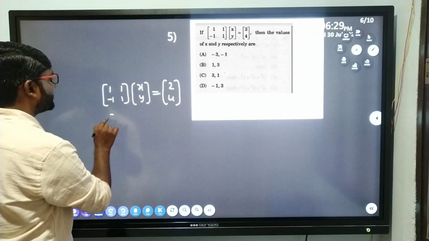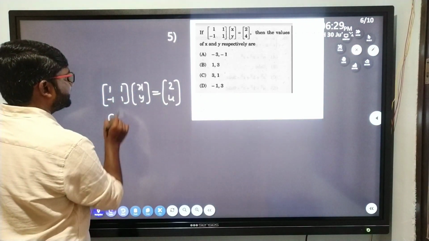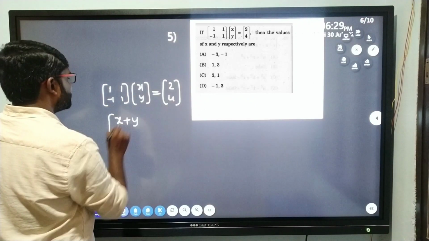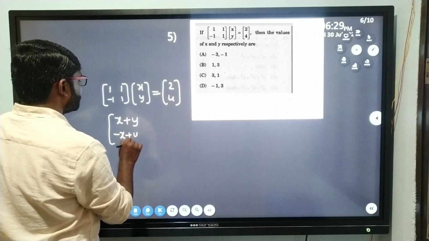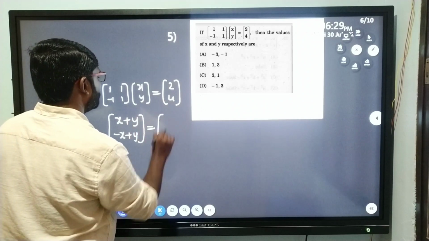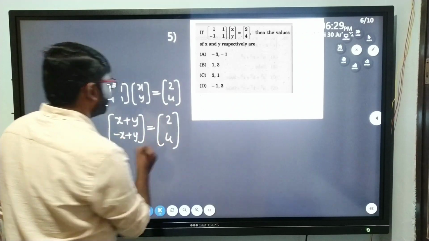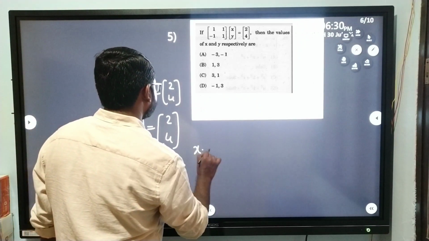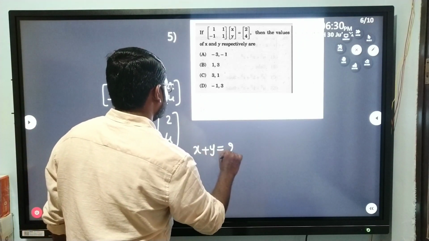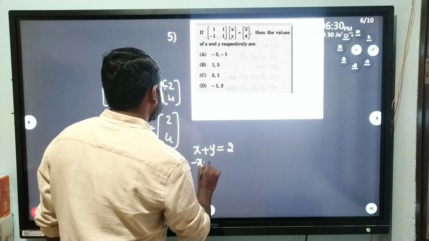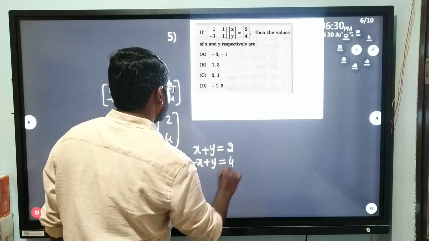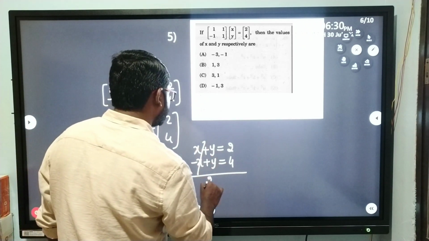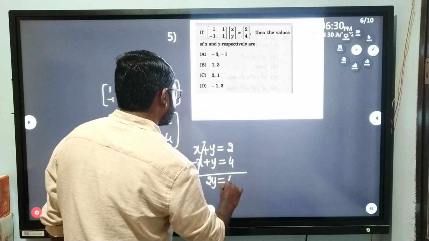Then multiply these two matrices now. So 1 into x is x, 1 into y is y. We get x plus y, then minus x plus y, which equals 2, 4. Then by equality of matrices, equate these two. So x plus y equals 2, then minus x plus y equals 4. Add these two now. Plus x minus x gets cancelled. y plus y is 2y, equals 2 plus 4, which is 6.